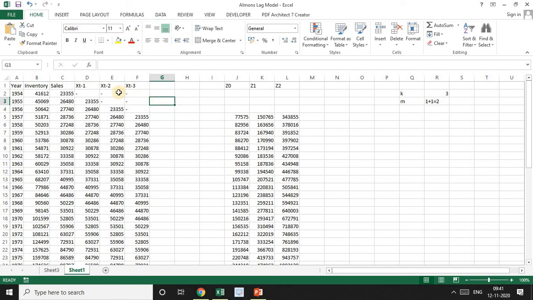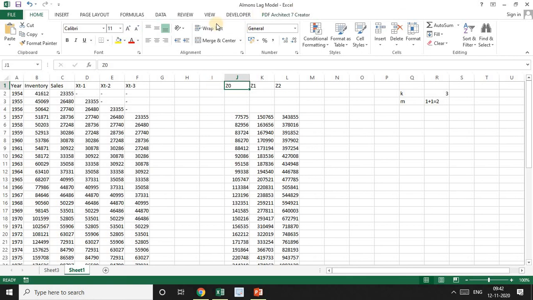So these are all we have constructed: xt minus 1, xt minus 2 and xt minus 3. Okay, then first we will construct z0t. What is z0t basically? It is nothing but xt minus 1 plus xt minus 2 plus xt minus 3. Now z1. What is z1? It is 1 into xt minus 1 plus 2 into xt minus 2 plus 3 into xt minus 3. We are getting these values. Then what is z2? 1 into xt minus 1, plus 2 square, which is 4, into xt minus 2, plus 3 square, 9, into xt minus 3. Okay, so we have constructed all these z0, z1 and z2.